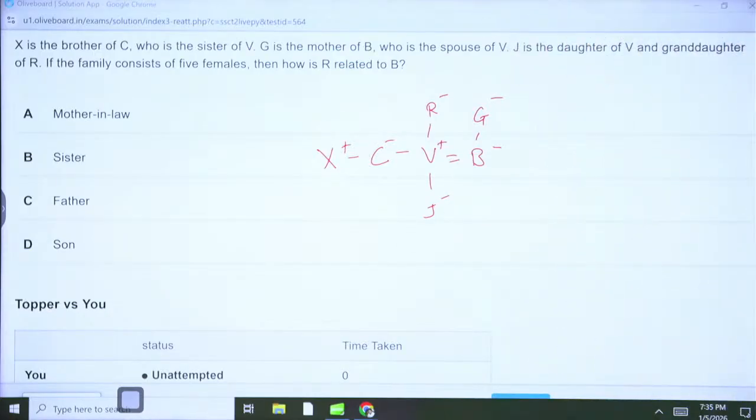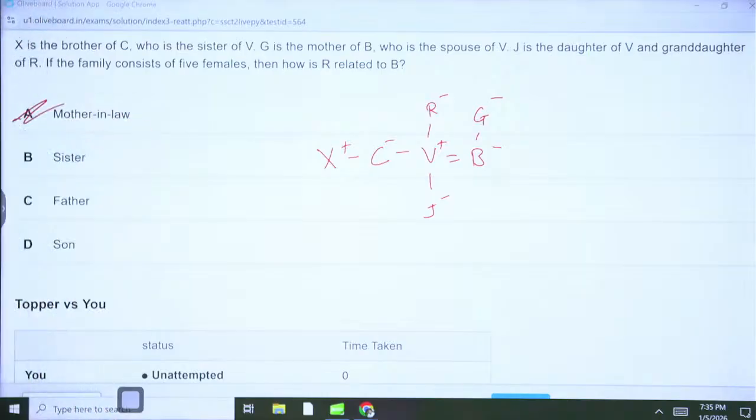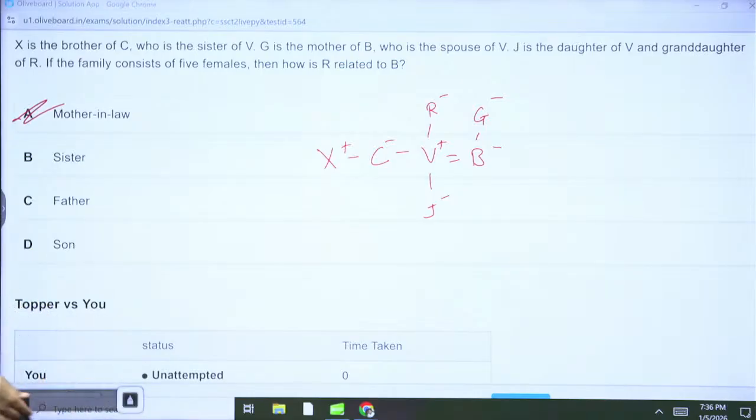How is R related to B? Either which ways, R is the mother-in-law of B. Right? Because R has to be a female if the family has to have 5 females. The only choice will be between V and B. V can also be a female. Even in that case, R is the mother-in-law of B. Option A is the right answer. This is a good question.